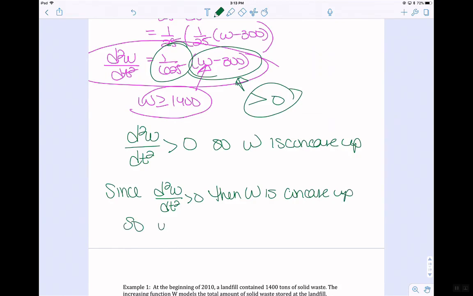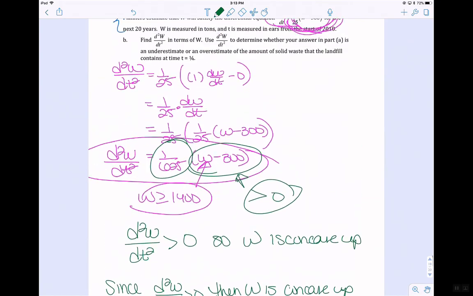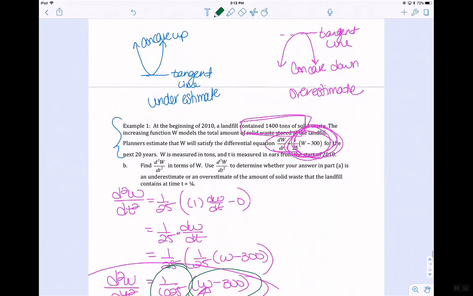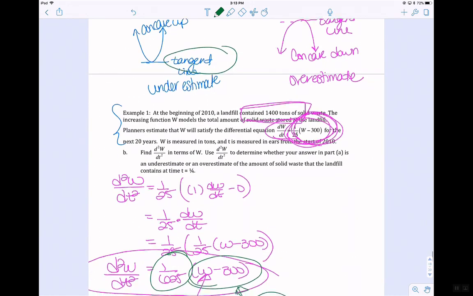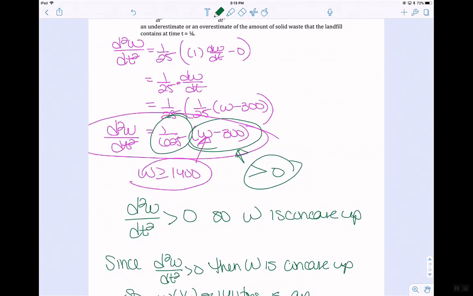So W of 1/4 being approximately equal to 1411 tons is an underestimate. Because remember, concave up means that the tangent line lies below, so that would have been an underestimate of the original function. Okay?